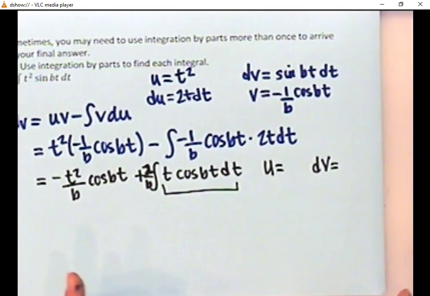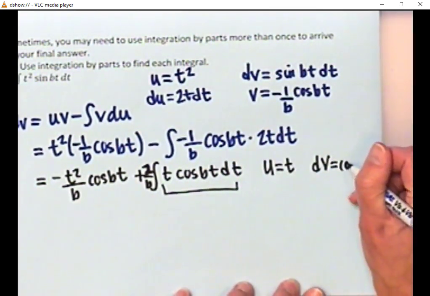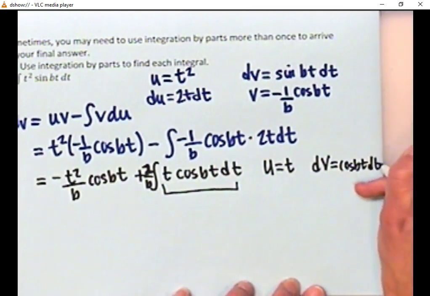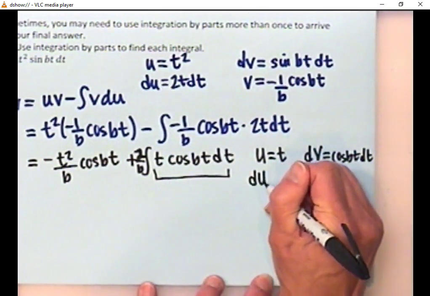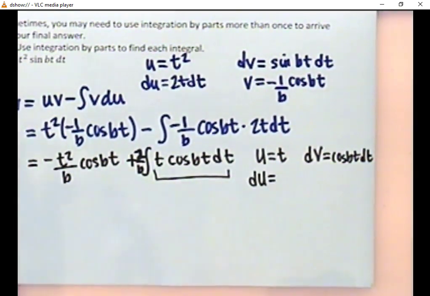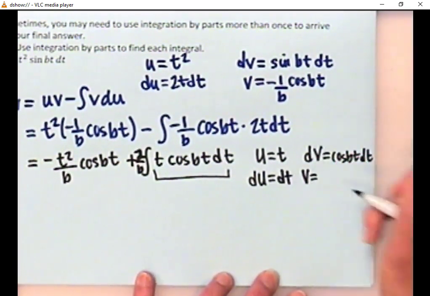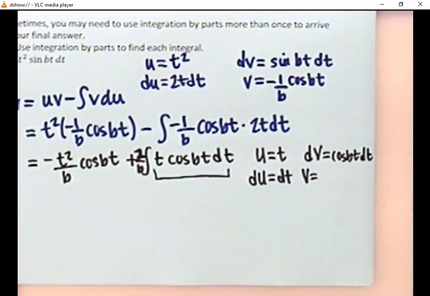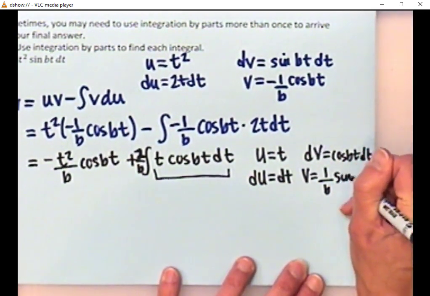If I did this again, what would be my U? T, right? We had t squared to start, now let's use t, and now dv will be the cosine of bt. So that shouldn't be too bad, right? So now what is du going to be? The dt. And what would you get if you integrate cosine of bt? Yeah, sine of bt over b, right? You have to divide by the b, so 1 over b sine of bt. Very good.